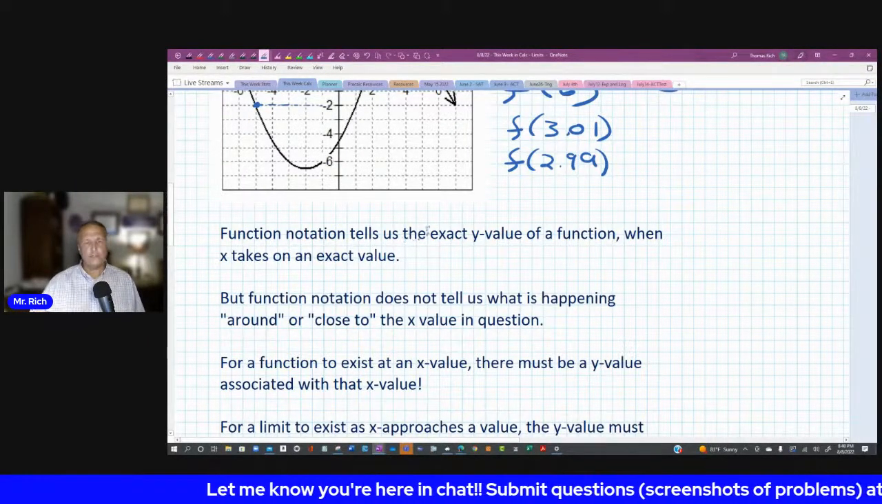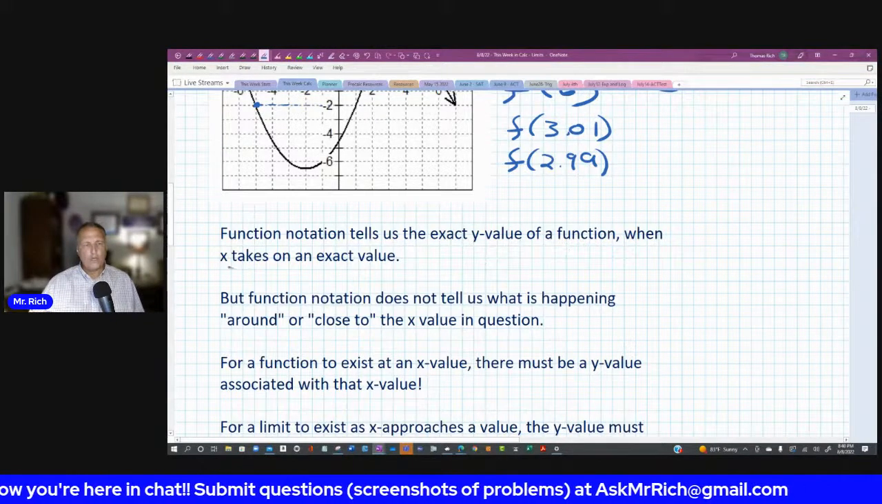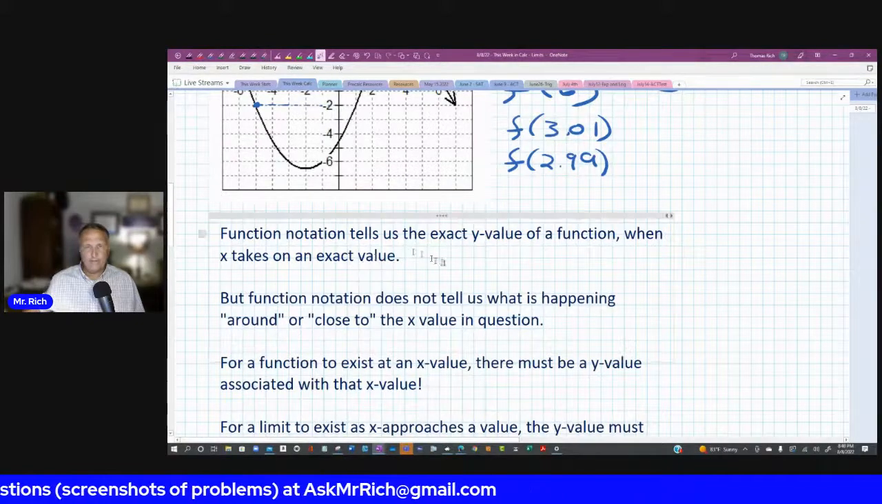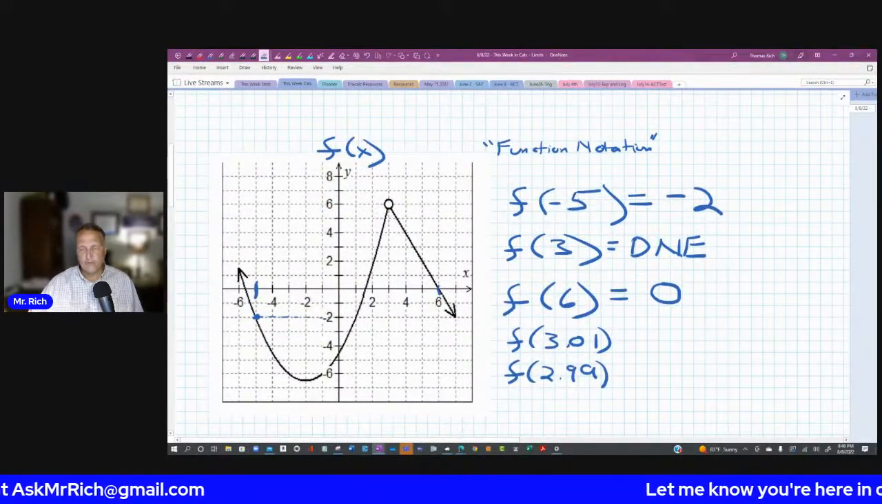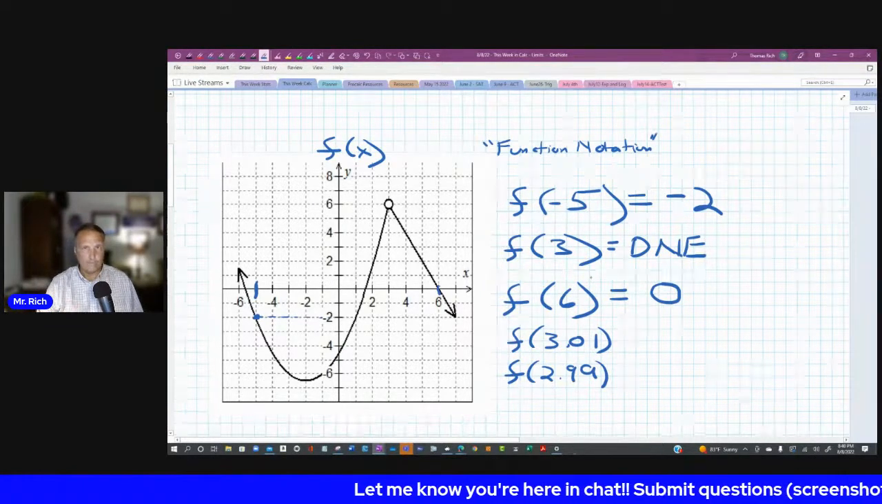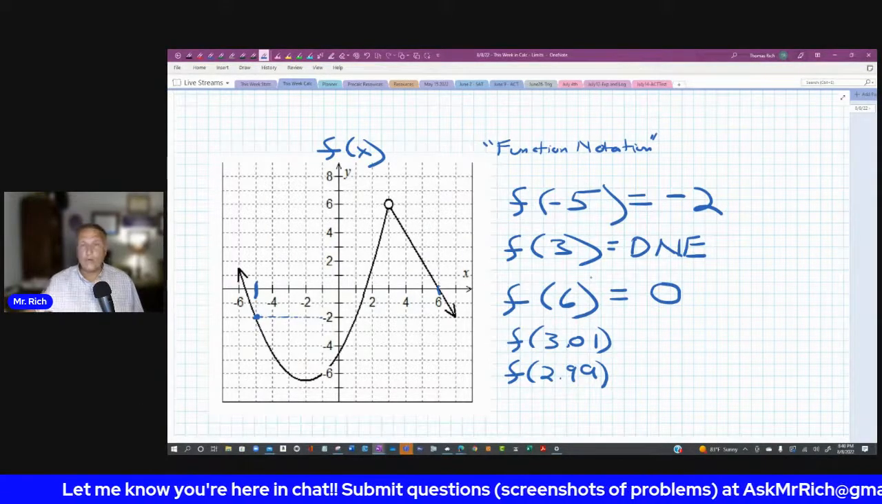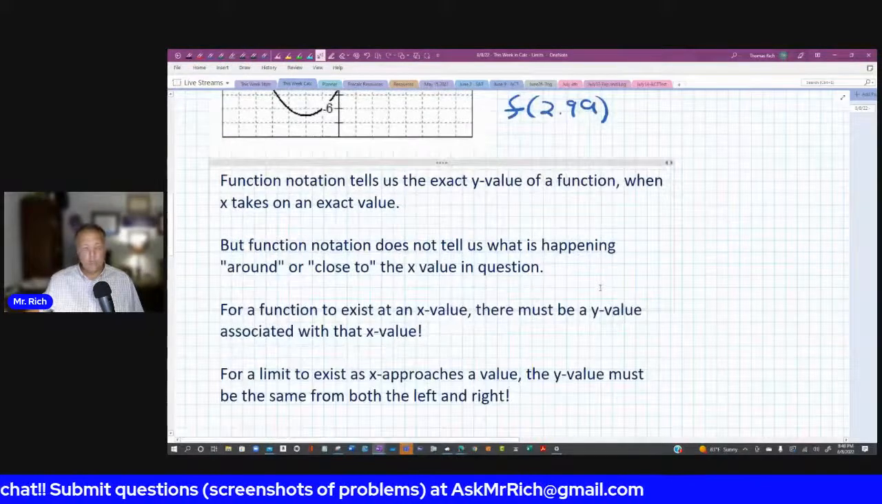Function notation tells us the exact y value of a function when x takes on an exact value. That was demonstrated by using these three x values here, -5, 3, and 6, and then we looked to see what the y values were for those x values, if there indeed was a y value that goes with that x value.